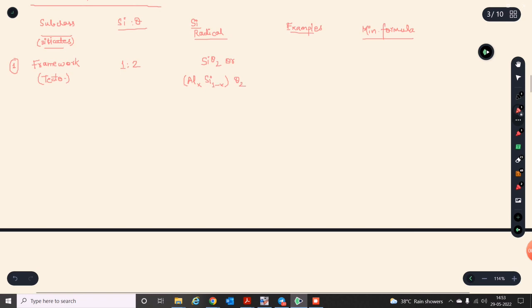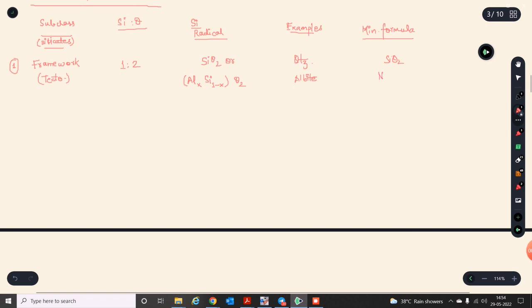So if x is 0, what do we have? Al0, that means Al is not there, SiO2, right? If x is 1, we have AlO2, and Si will become 0. So the examples we can write here are quartz and albite. These are the examples here. Mineral formula, if you want, I can write SiO2.